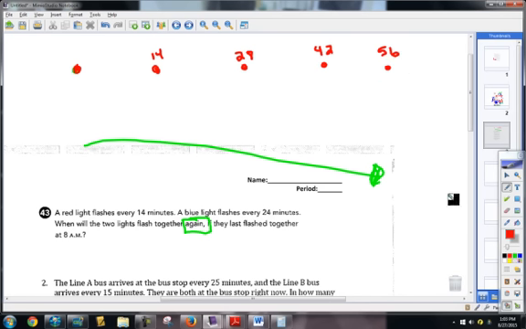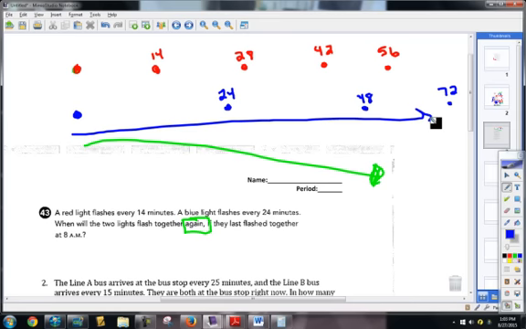Okay? Whereas the blue light, it flashes every 24. So that means it flashes right now. Then it's going to flash right here at 24 minutes. Then it's going to flash right here at 48 minutes. And then it's going to flash right here at 72 minutes. And so on. I could go on forever. Hopefully that makes sense. You can see I'm listing out multiples here.